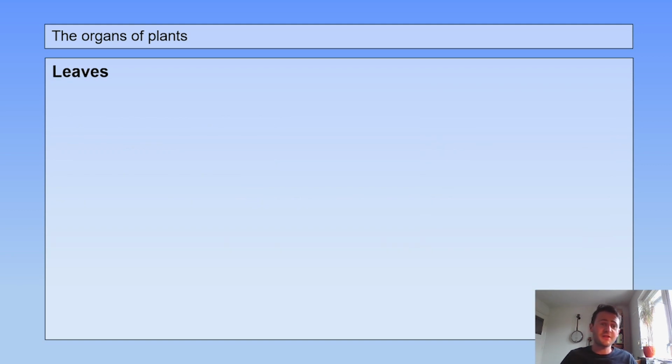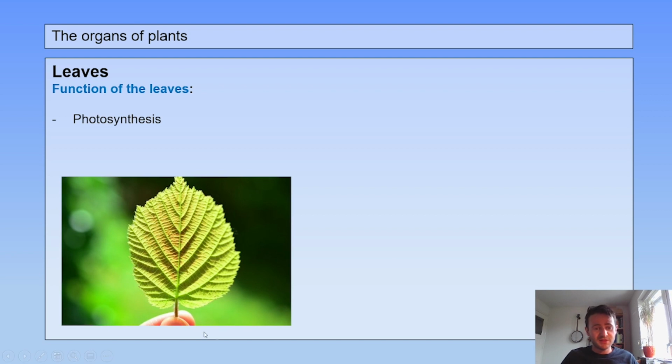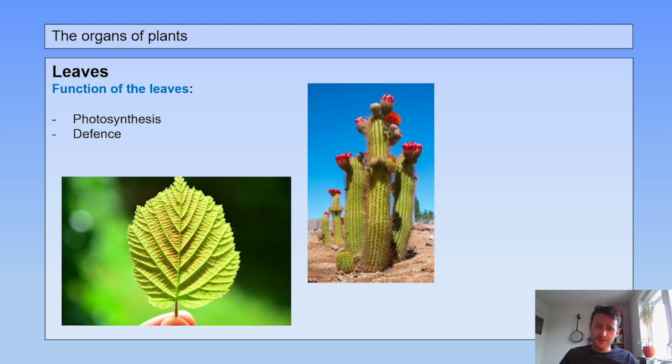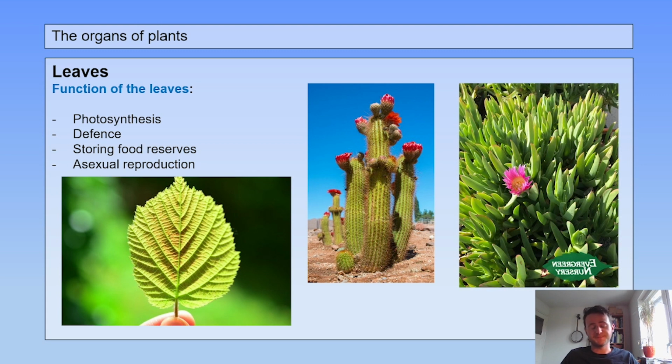The next organ are the leaves. The function of the leaves: they carry out photosynthesis. So within the leaves you can find the cells with the chloroplasts, and they carry out photosynthesis. Defense: the cactus spines are modified leaves, so they use them for their defense. The leaves can be used for food reserves or for asexual reproduction.